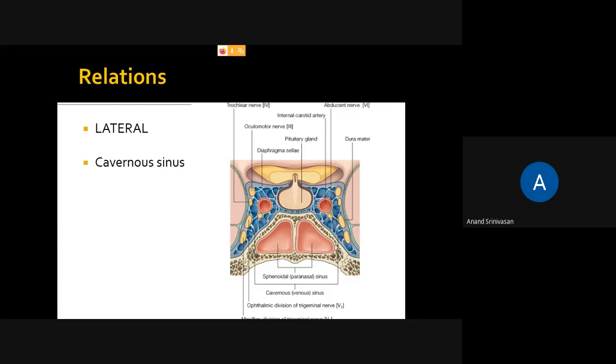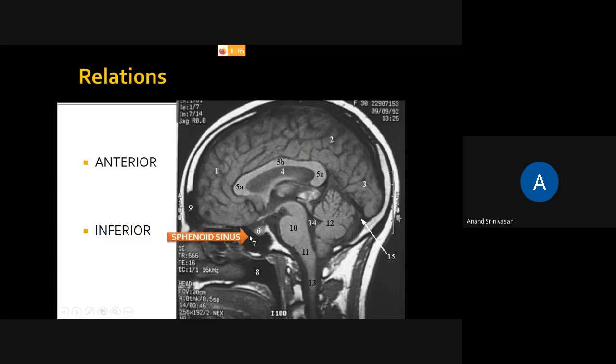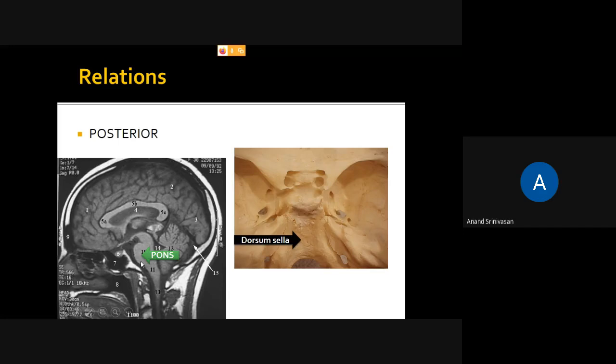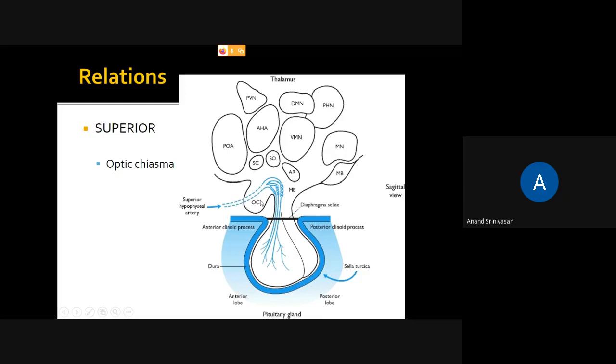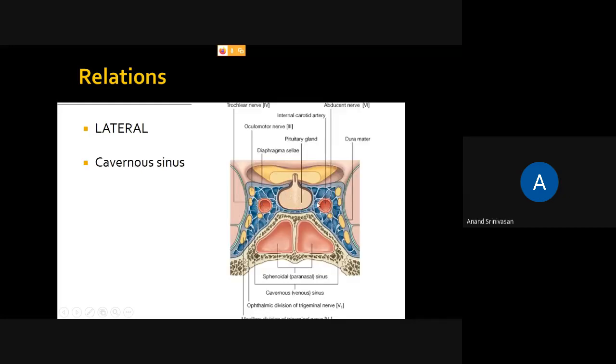Okay, lateral part. Lateral to the pituitary gland on either side, you can see some large venous connection which is called the cavernous sinus. If you remember, in the circulatory system we have seen this one. So once again, the pituitary gland is related anteriorly and inferiorly to the sphenoid air sinus, posteriorly to the dorsum sellae and the pons, superiorly to the optic chiasma, and laterally to the cavernous sinus.